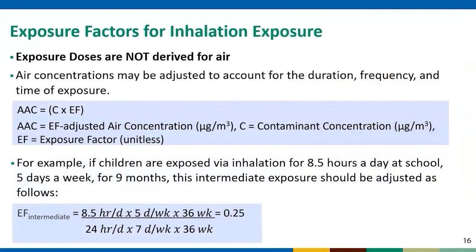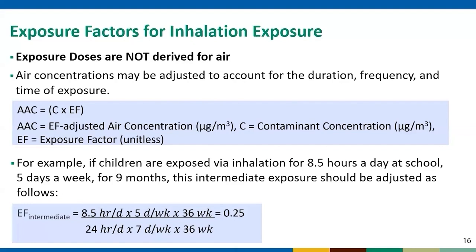For inhalation exposure, the air concentration may be adjusted in a similar way. As indicated earlier, exposure doses are not derived for inhalation exposure. While site exposures are continuous, air concentrations are compared directly to inhalation health guidelines. However, when site exposures are non-continuous, air concentrations usually need to be adjusted to a continuous air concentration using frequency, time, and duration of exposure to allow comparison to health guidelines. As shown in the formula on this slide, adjusted air concentration, or AAC, equals C times EF, where the AAC is the EF-adjusted air concentration, the C is the contaminant concentration, and the EF is the exposure factor.